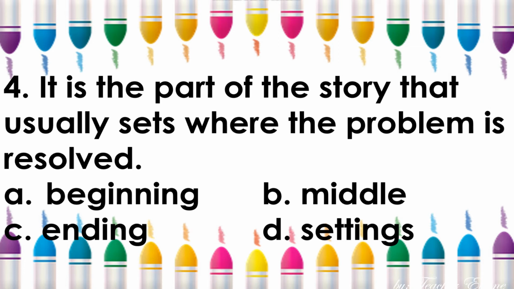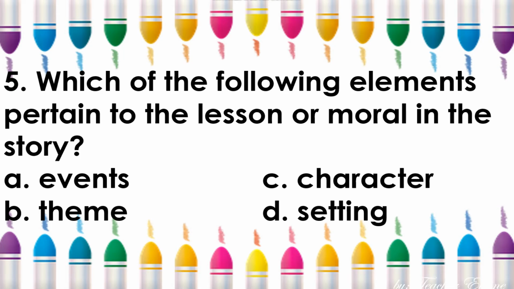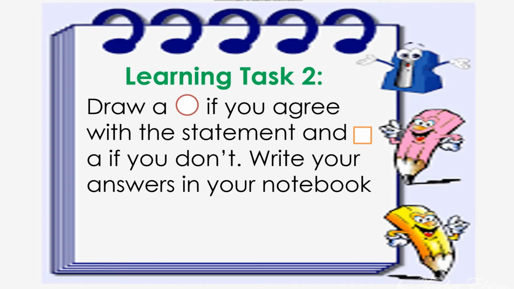Number 4. It is the part of the story that usually sets where the problem is resolved. Letter A, beginning. Letter B, middle. Letter C, ending. And letter D, settings. Number 5. Which of the following elements pertain to the lesson or moral in the story? Letter A, event. Letter B, theme. Letter C, character. Letter D, setting.